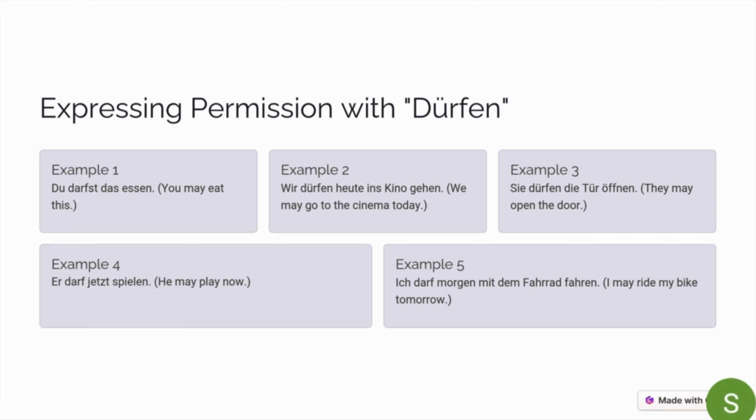Again, remember these sentences are conjugated. Each modal verb, when it gets used in a sentence, must be conjugated. But don't worry, we are coming to the conjugation of the modal verbs.